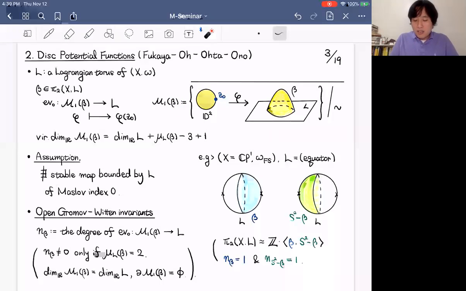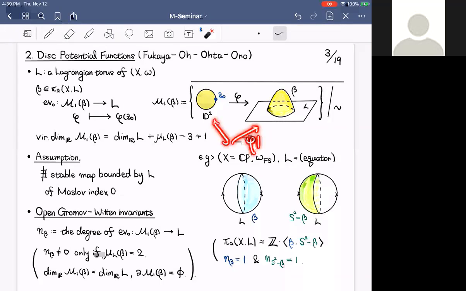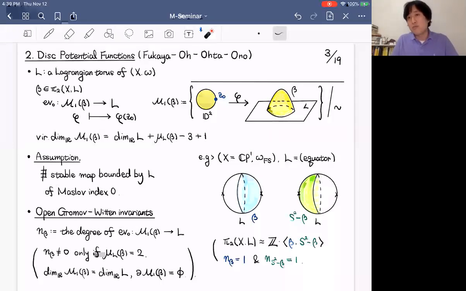We also think about the automorphisms of the domain, the reparameterization. As long as two maps are related by this reparameterization, we identify them. Then we take the stable map compactification. That is going to be our M_1(beta). This moduli space naturally comes with an evaluation map. Here the 1 stands for the number of boundary markings on the domain. We can think about the evaluation map at the boundary marking points, which gives us a map targeting into L.